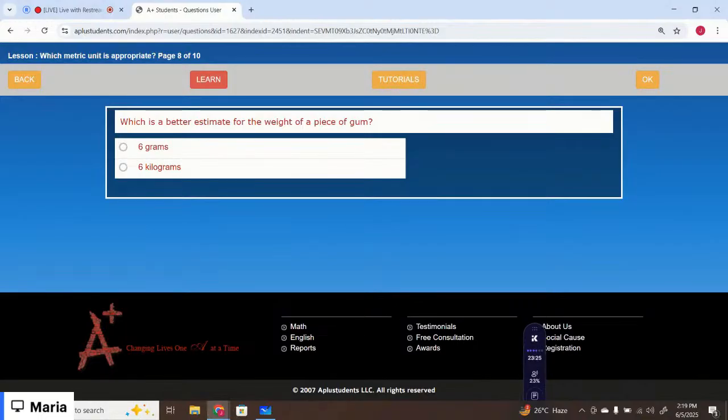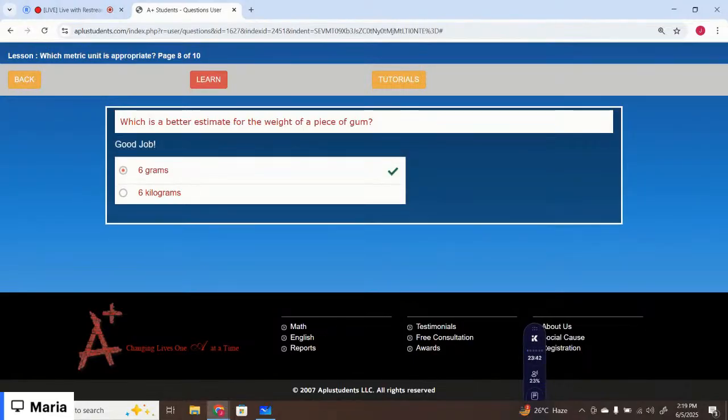Which is the better estimate for the weight of a piece of gum? A piece of gum would be 6 grams. Option number one is the correct option.